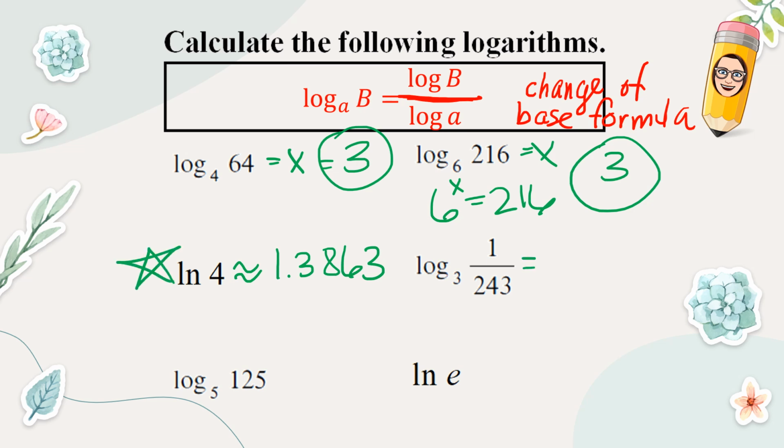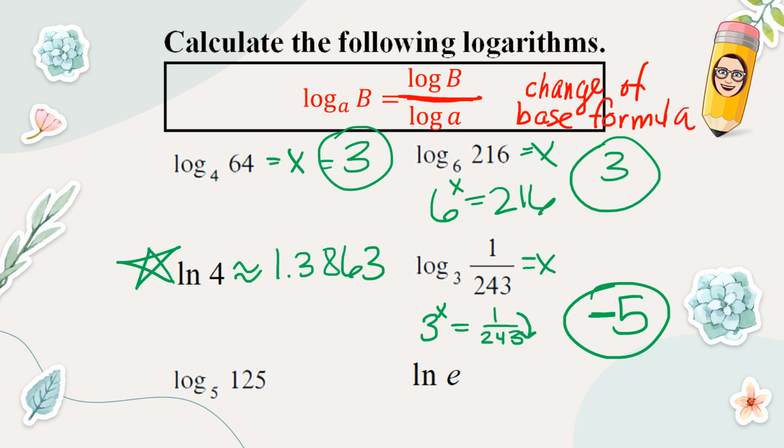All right, the next one, I don't know what this is. I'm going to try converting: 3 to what value is 1 over 243? Okay, I can get from 3 to 243, right? That is an exponent of 5, but what value kicks the 243 to the denominator? A negative 5. A negative 5. Again, practice typing in your calculator if you need.